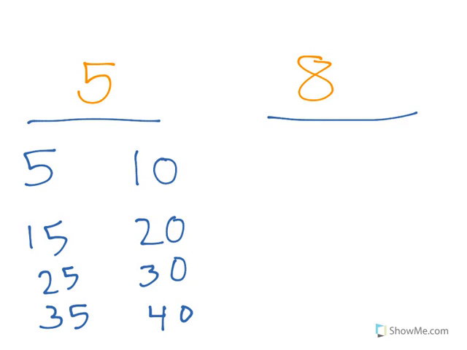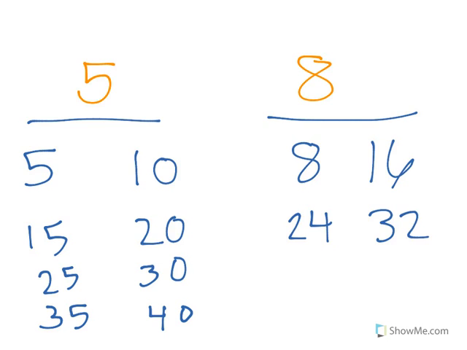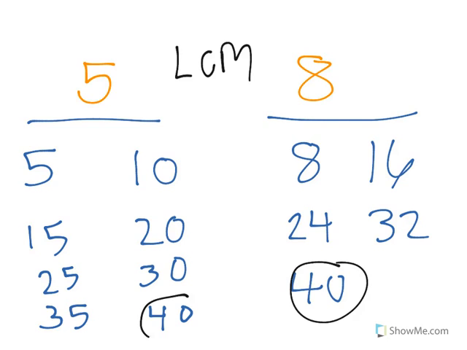Now let's find the multiples of 8. We have 8, 16, 24, 32, and 40. Very good. So the least common multiple, common meaning on both sides, least meaning it's the smallest one possible, would be 40.